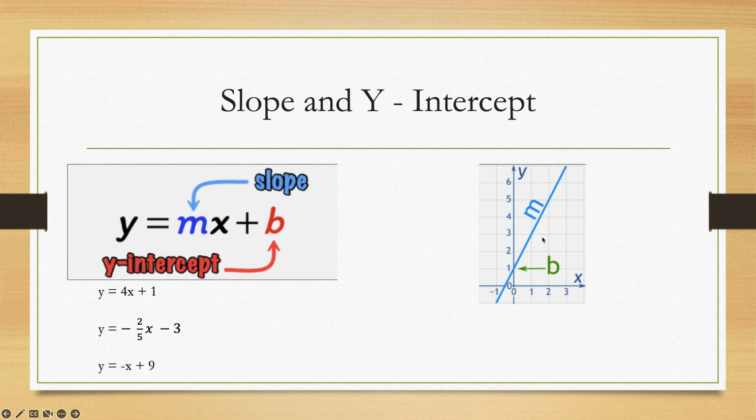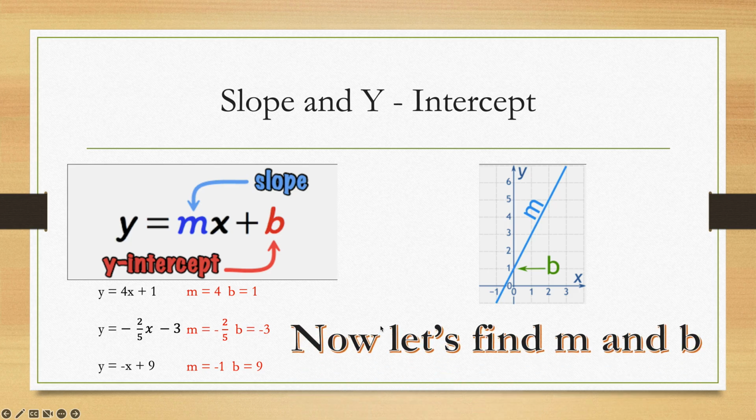Identify the slope and the y-intercept for each of these 3 linear equations of lines. Go ahead. Okay, so for the first one, the slope is 4 and the y-intercept is 1. Remember, the slope is always the number in front of x. The y-intercept is the number at the end. Next up, slope is -2/5. The y-intercept is -3. And next up, the slope is -1. The y-intercept is 9. Okay.